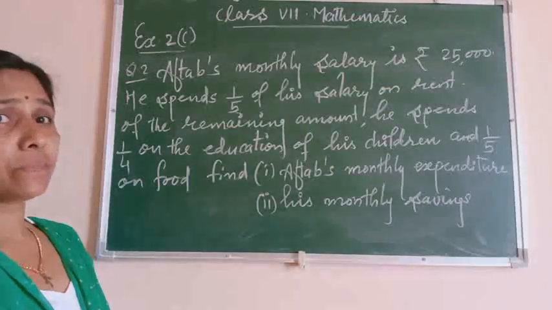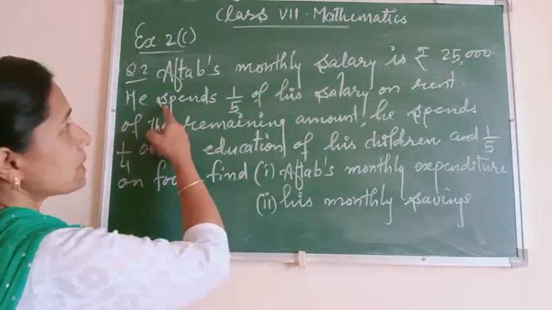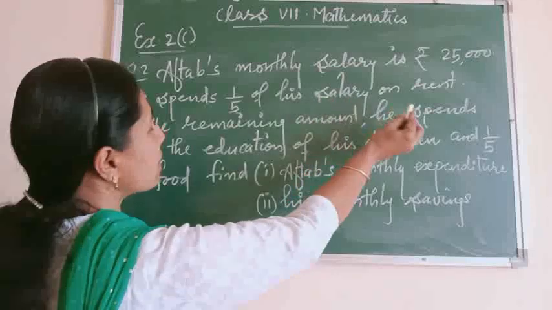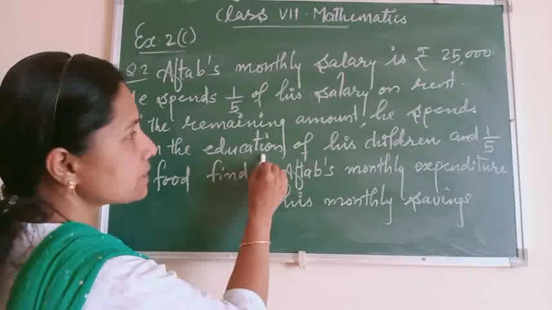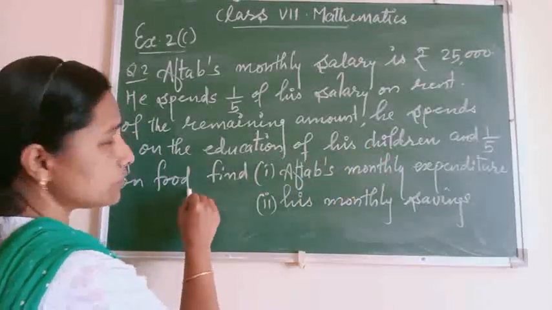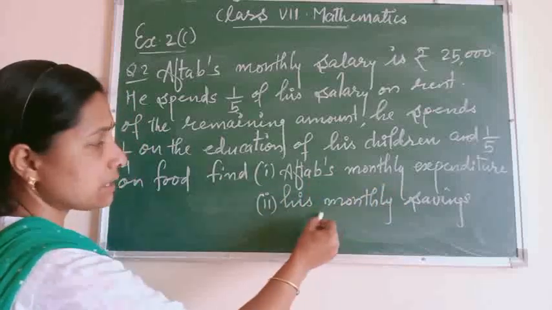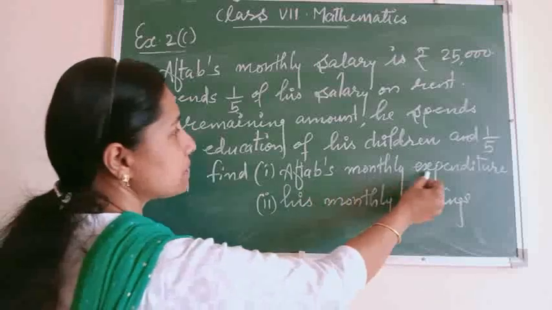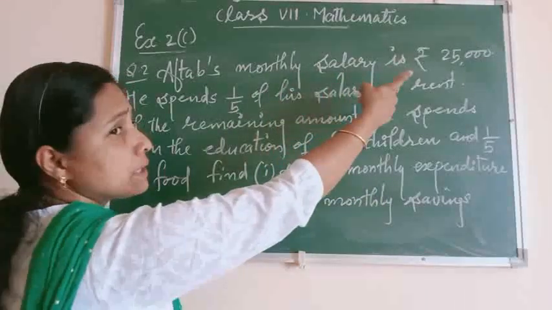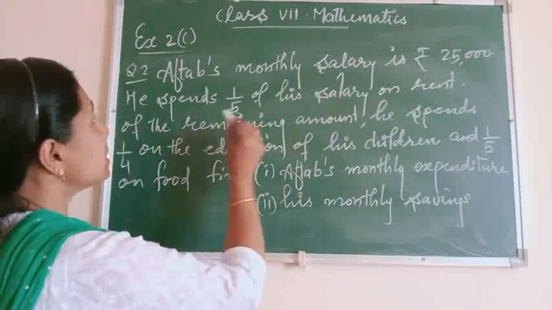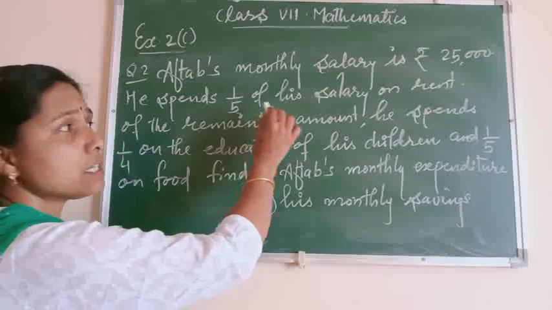Now see your second question. It is given here. Aftaf's monthly salary is rupees 25,000. He spends 1/5 of his salary on rent. Of the remaining amount, he spends 1/4 on education of his children and 1/5 on food. Find Aftaf's monthly expenditure and his monthly savings. Two questions are given here. We have to find monthly expenditure and also monthly savings. In this question, salary is given, 25,000. From this 25,000 rupees, he spent 1/5 of his salary on rent.